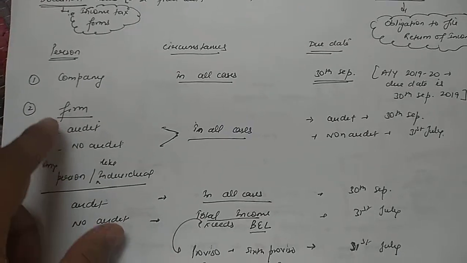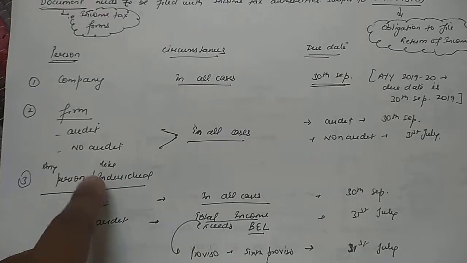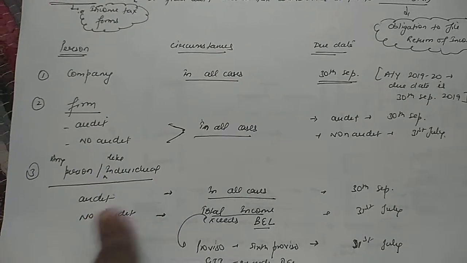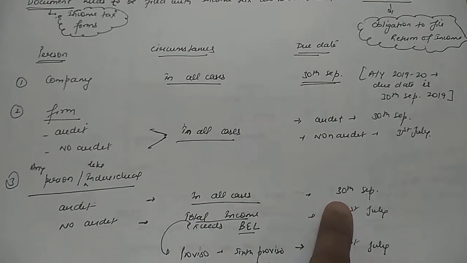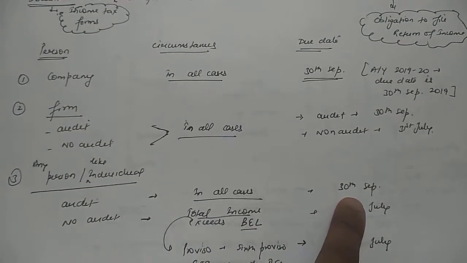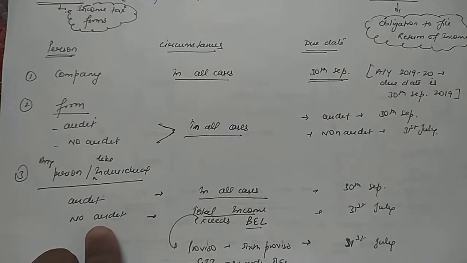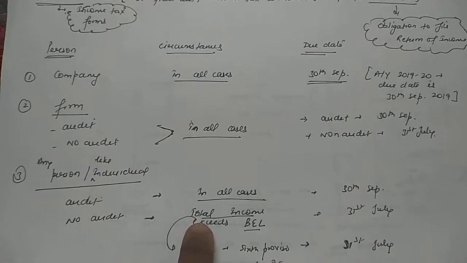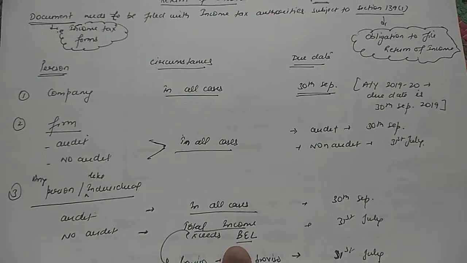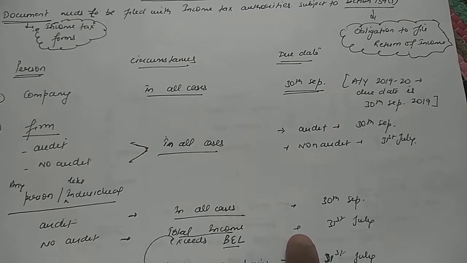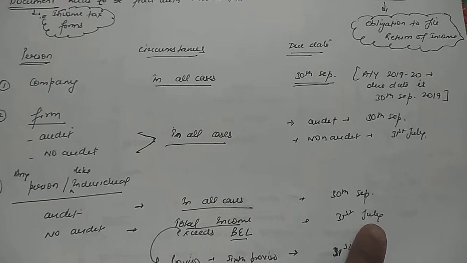If the taxpayer is other than a company or firm, for example an individual, and he is required to get their accounts audited, then in all cases they need to submit their return of income on or before 30th September of the relevant assessment year. However, if the taxpayer is not required to get their accounts audited and his total income exceeds the basic exemption limit, then he is required to submit the return of income on or before 31st July of the relevant assessment year.